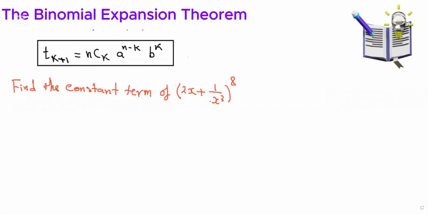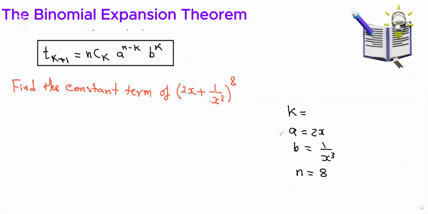So here's one of the challenging questions that I told you about. And the challenge here is they want you to find the constant term. The constant term means the term that doesn't have a variable, doesn't have an x in this case right here. We know a is 2x, we know b is 1 over x cubed, we know n is 8. Now, how are we going to find out what k is? That's the key. Constant term means no variables, so you want the variables to go.